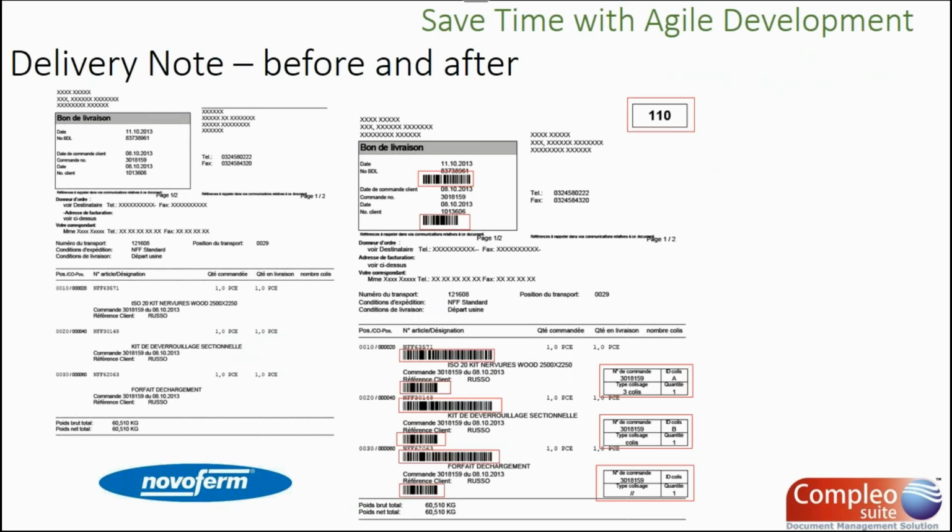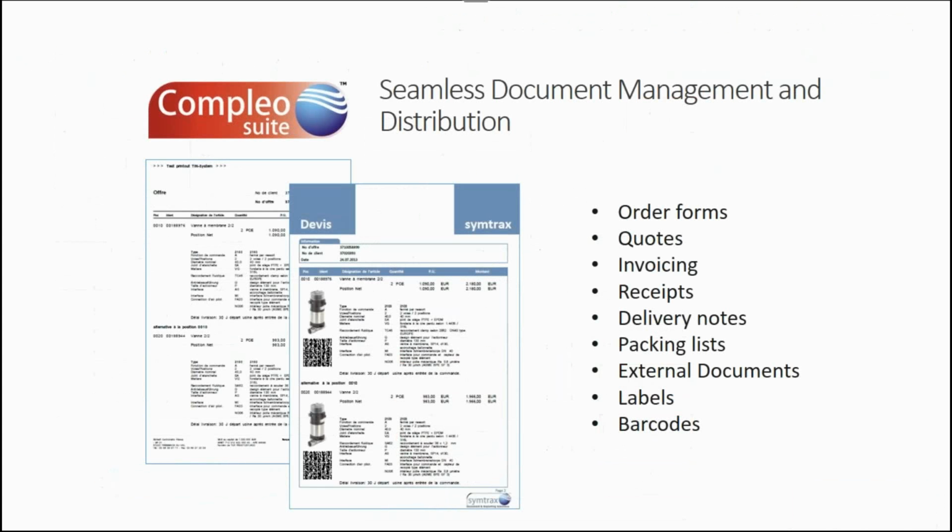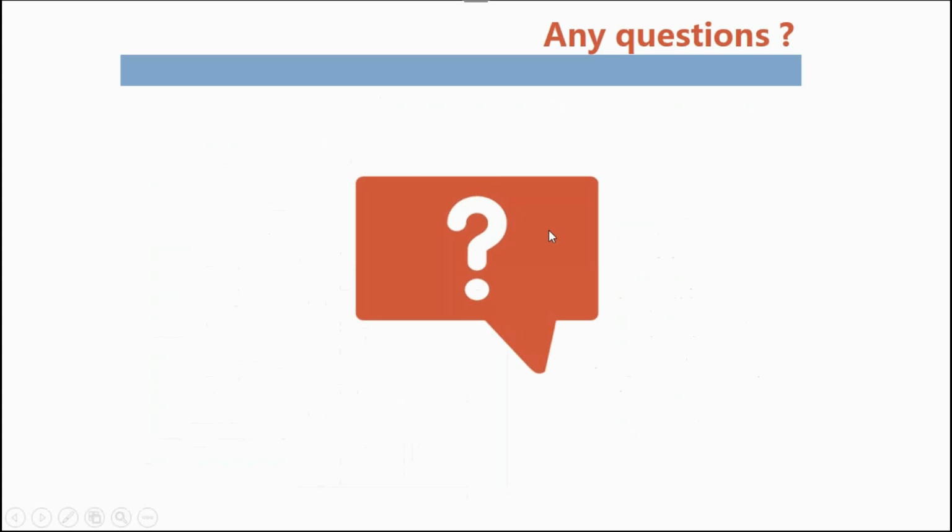Not only are we talking about labels, but the entire set of supply chain documents, order forms, quotes, invoicing. These will be topics for next time, so hopefully you'll tune in and watch and see how we do those as well. In the interim, are there any questions?